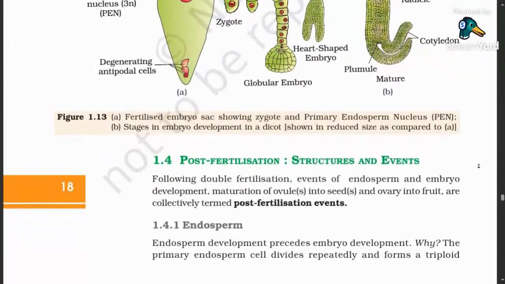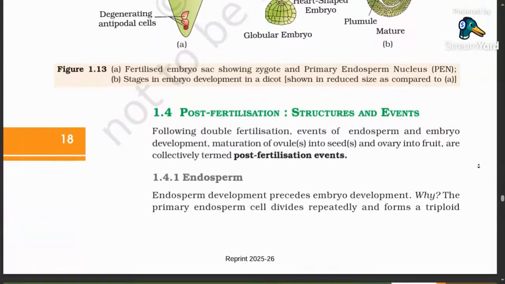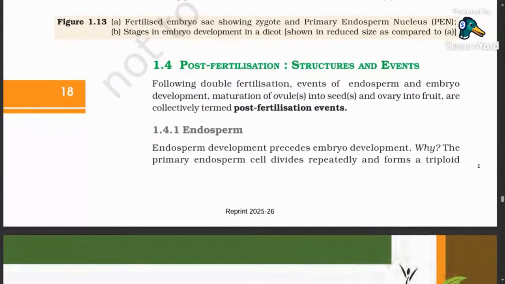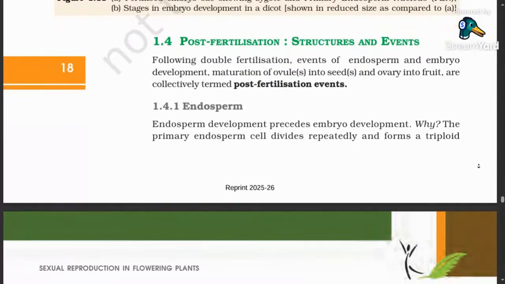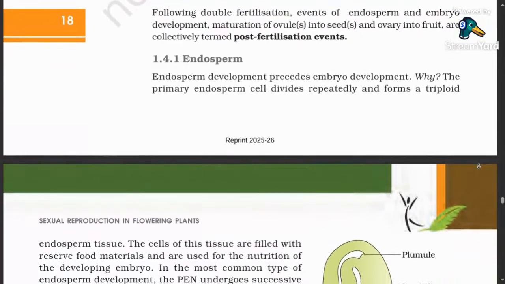Endosperm. Endosperm development precedes embryo development. Why? The primary endosperm cell divides repeatedly and forms a triploid endosperm tissue. The cells of this tissue are filled with reserve food material and are often used for nutrition for the developing embryo.